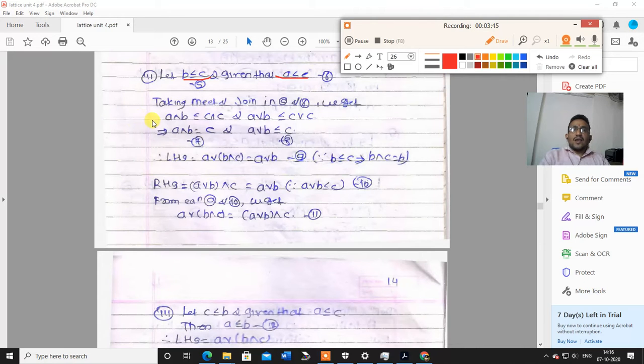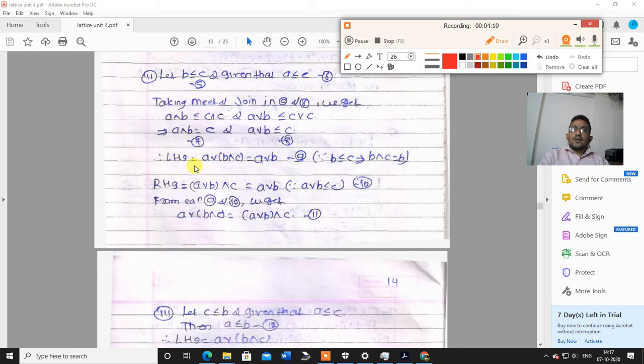So we get A meet B is related to C meet C and A join B is related to C join C. Therefore, what is C meet C? It is C. Therefore we get A meet B is related to C and A join B is also related to C. So they give equation 7 and equation 8. Okay, so therefore what is the LHS here?